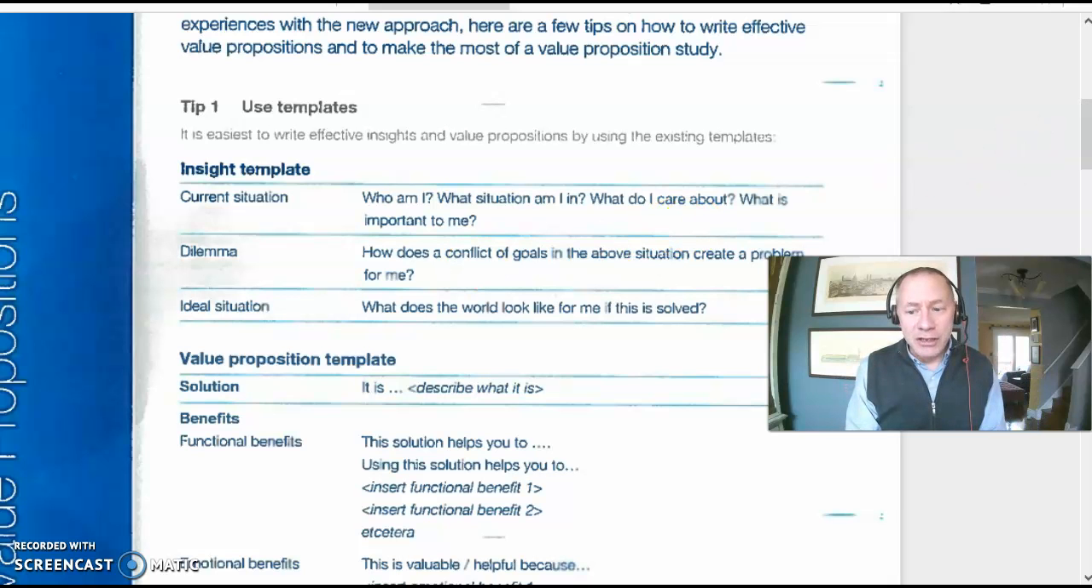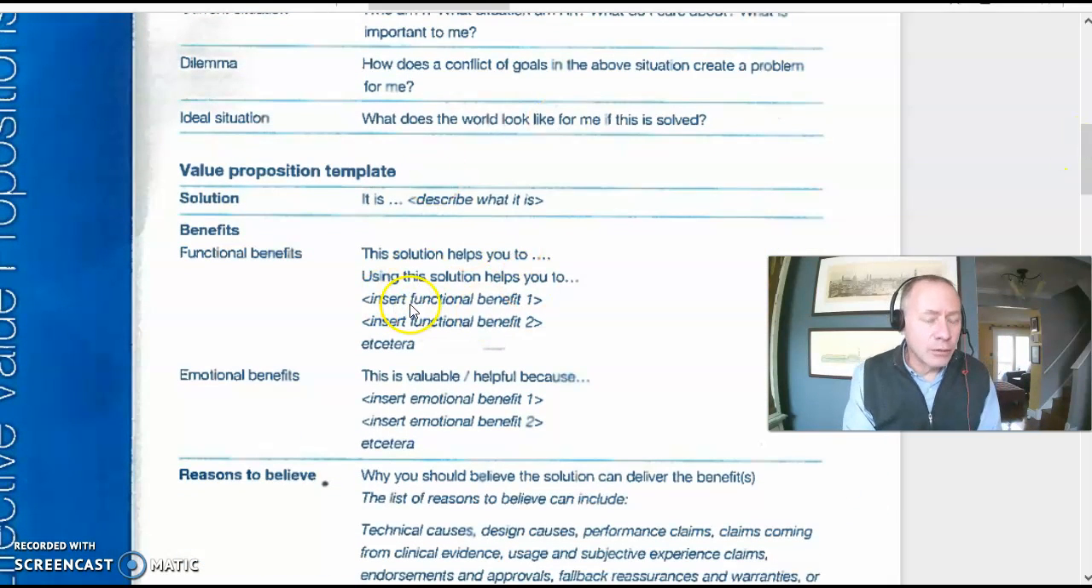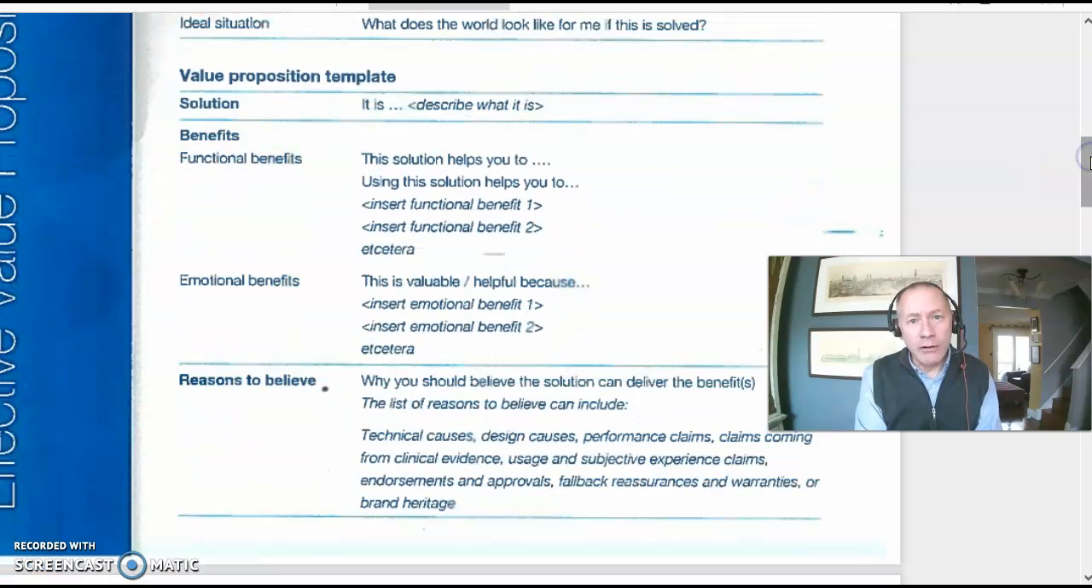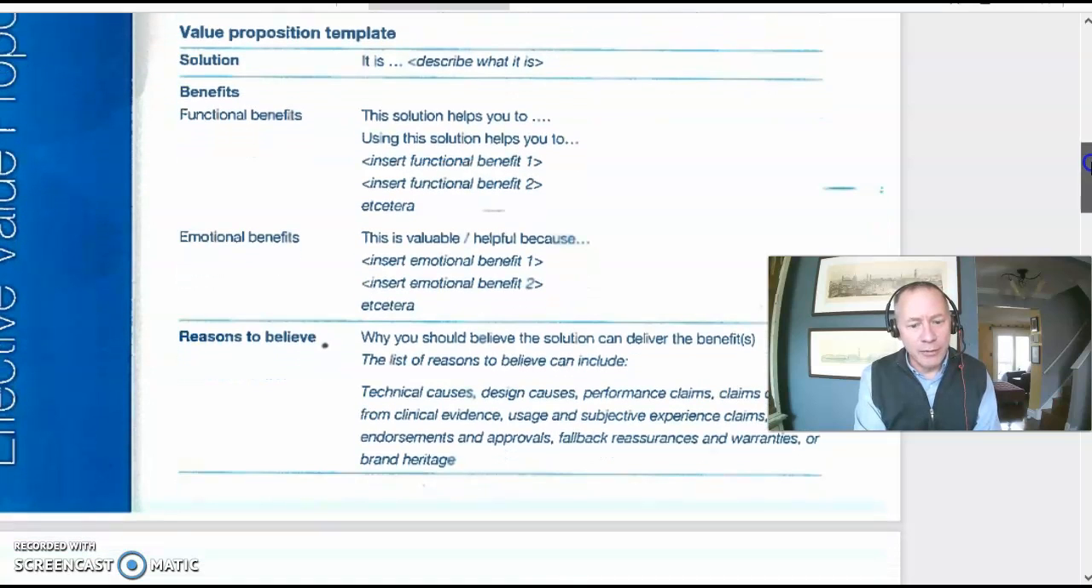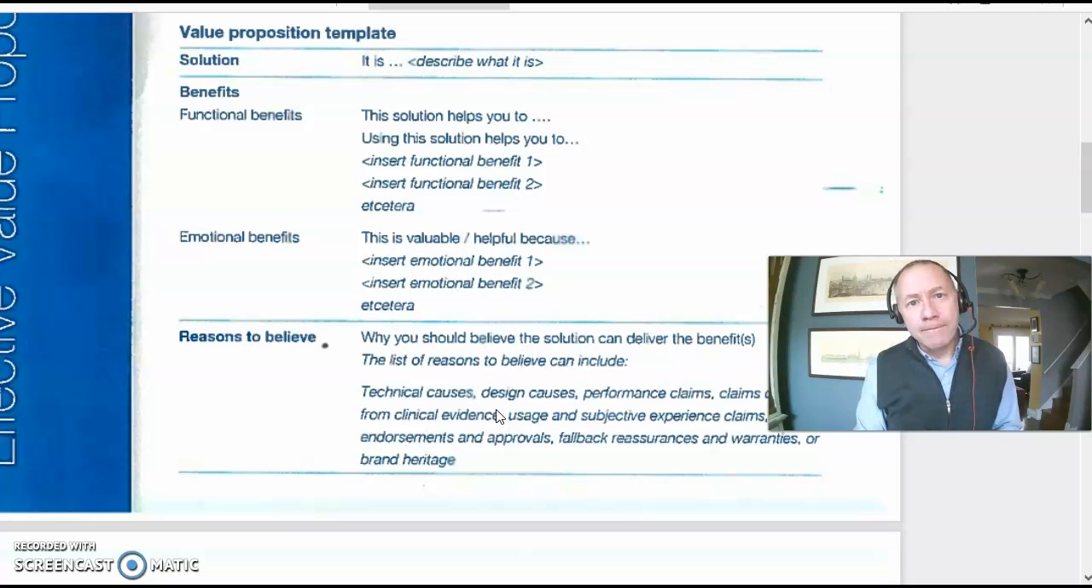Then there's the value proposition statement itself, which is a solution that leads to solving the problem that person has identified. That can be looked at in two ways: functional benefits or emotional benefits, or a combination of both. Emotional benefits tend to be a little more powerful, however, it really depends on the stakeholder for whom you're writing that value proposition. The last piece is the reasons to believe, the RTBs, which are proof points about how that particular solution is going to solve the problem you identified in the insight.